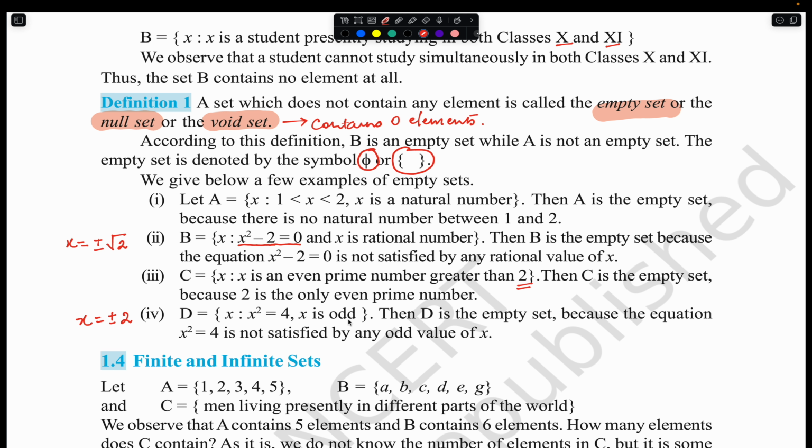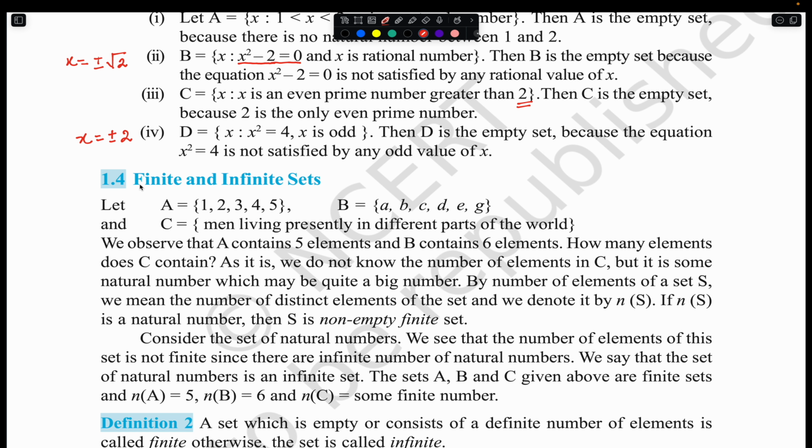So there won't be any odd solution for this equation. So again, it is an empty set. So I hope you have understood what exactly an empty, null, or void set is. Going forward, let's talk about finite and infinite sets.